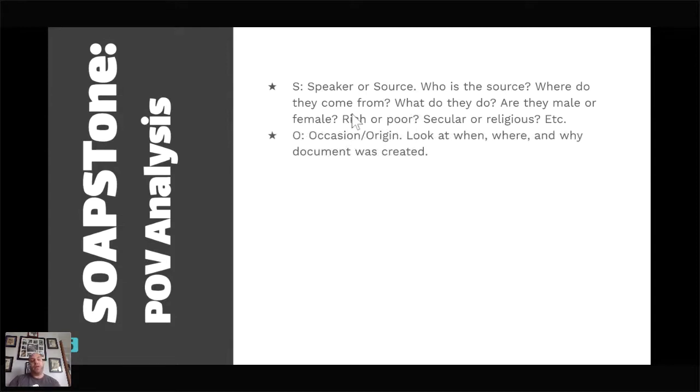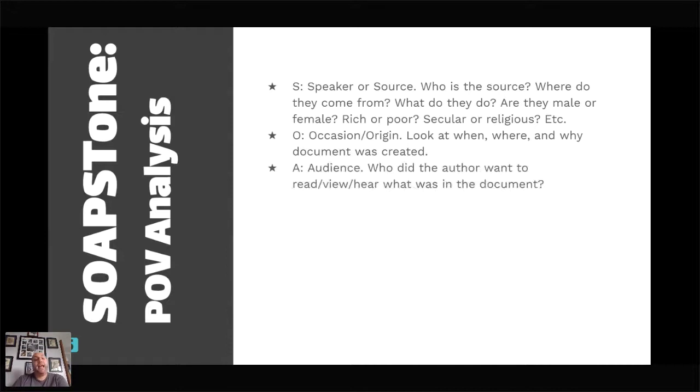O can be either occasion or origin. It just depends on what the document is saying. When we say the word occasion, we are referring to what is the event that happened, what's going on at that time. Origin is referring to where it is from. And then the big thing here, I can never stress enough, is why. Always look at why a document was created. If you can get to the why, it's going to help you so much.